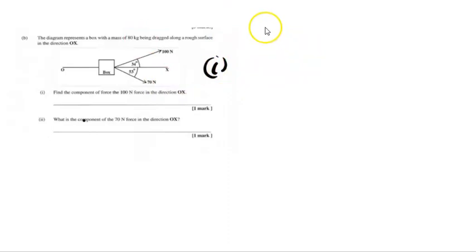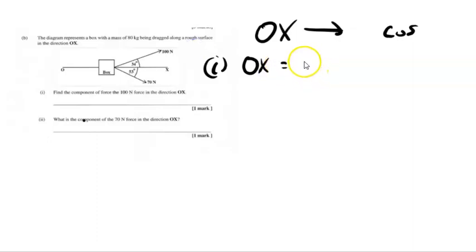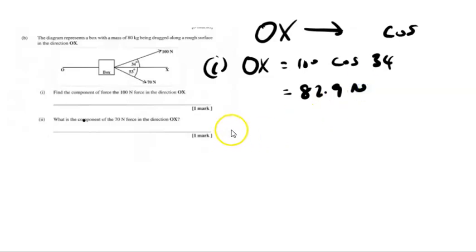So we know OX is moving this direction. Therefore, we know our angle is to that, and we know that we're using cos. To get the value of OX for this one, we'll have 100 cos 30. Sorry, rounding there. And we end up with a value of 82.7 newtons.